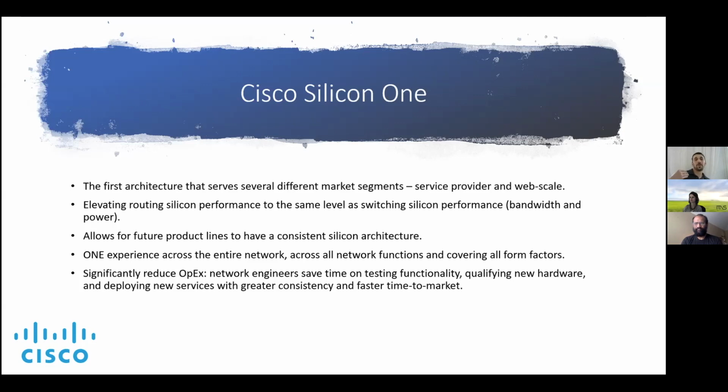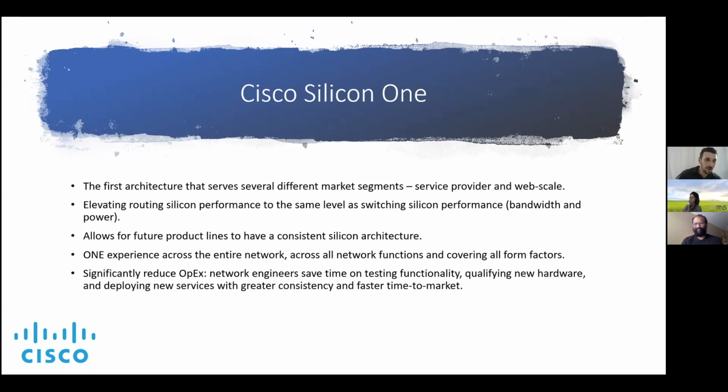We now can do routing at the same performance in terms of bandwidth and power as switching. And I think that even more important than that is that when we look at the future, systems and products will have a consistent silicon architecture, and they will have the same user experience across the whole network. Meaning that a guy that is familiar with a routing system will also know how to work on the switching system. The operating expenses for network engineers, for the whole infrastructure, are greatly reduced and much more efficient. I think this is the big advantage or message.